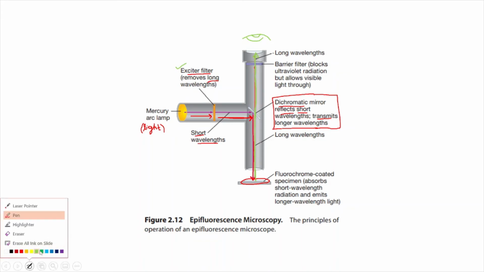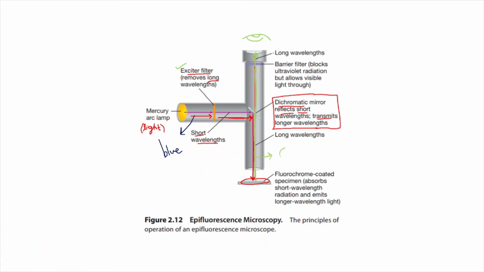Particularly, the shorter wavelength of light that is most often chosen for fluorescence microscopy is preferably blue light. This is the shorter wavelength of light that is most of the time chosen, and the longer wavelength of light that passes through the dichromatic mirror is preferably green light. Okay, this is the main principle on which fluorescence microscopy works. The most common type of fluorescence microscopy is called epifluorescence microscopy.